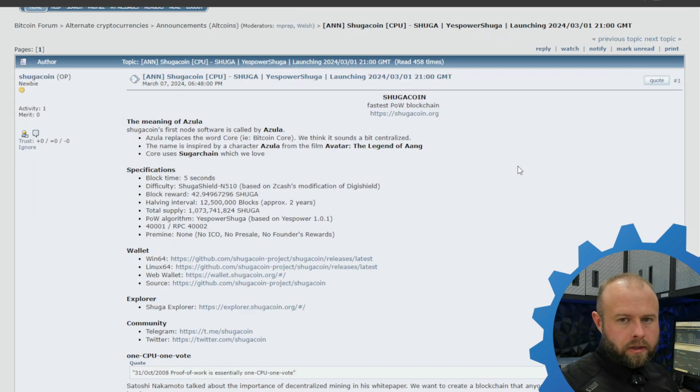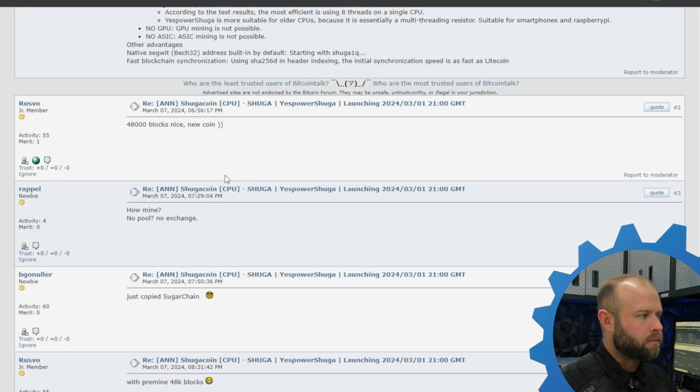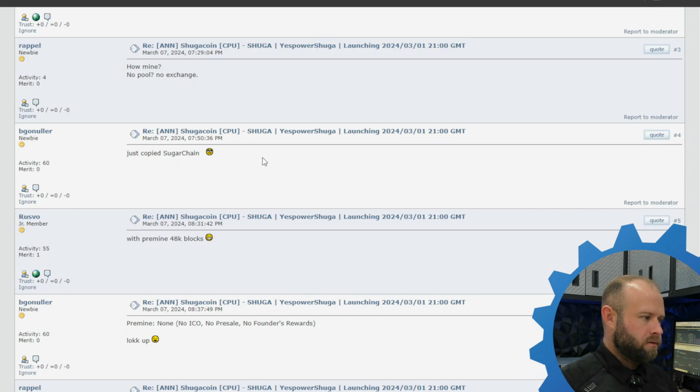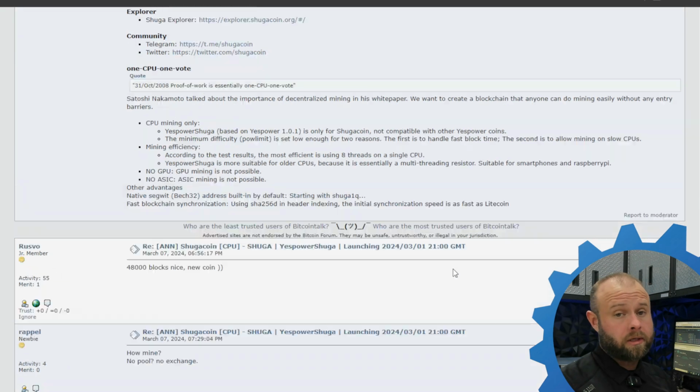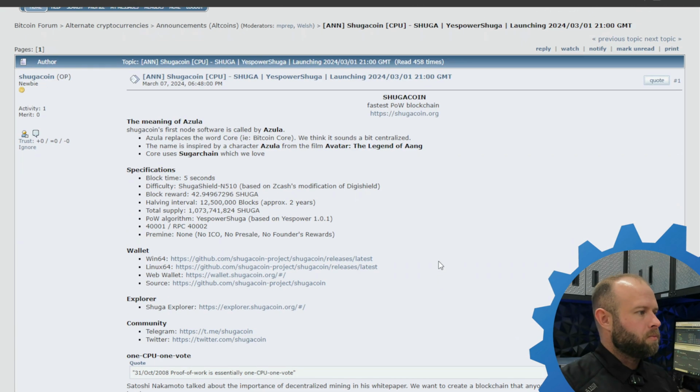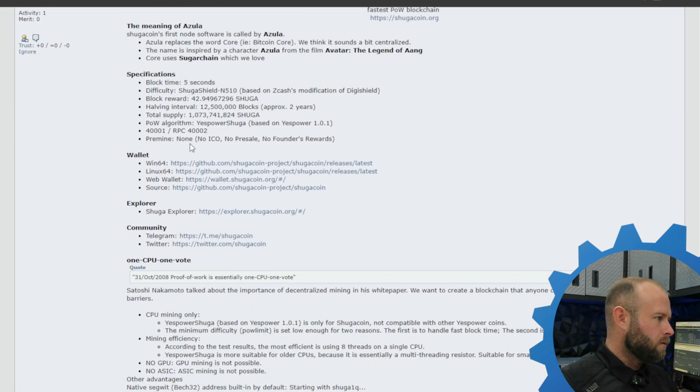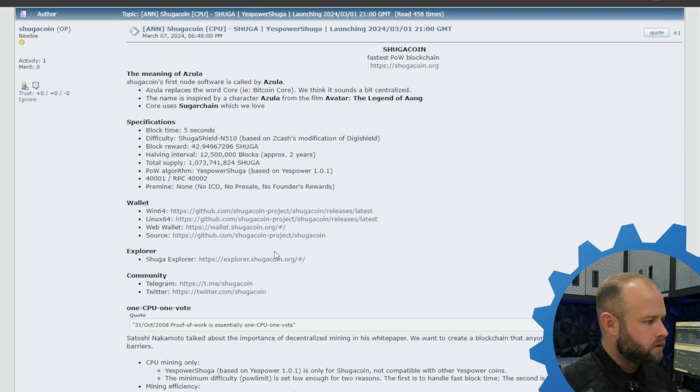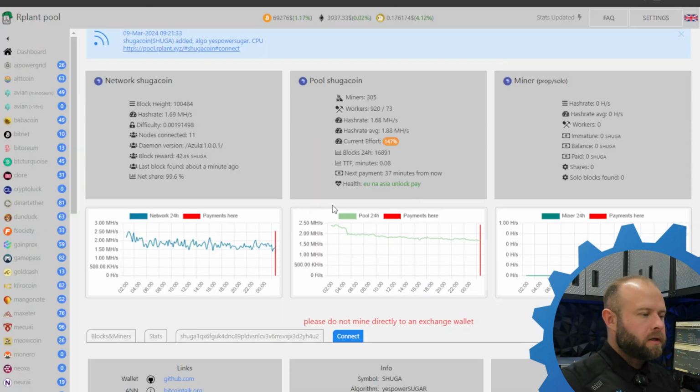Next one, Suga coin. This one is a CPU mineable coin on Yespower with its variant Suga. So Yespower is the algorithm and the fork of it is Suga. I'm gonna say Suga. I don't know if it's Sugar or Suga, but reading through the thread a little bit, it seems like people were saying someone just copied Sugar Chain. I don't know what the hell Sugar Chain is. They're all garbage, but what the coin does, if you guys are really interested, we're gonna run over here to rplant and see, because they're hosting Suga Chain.